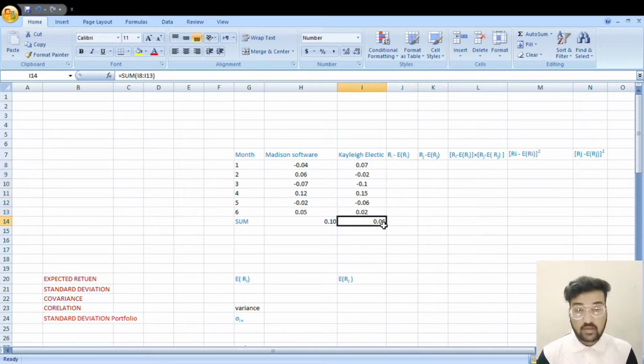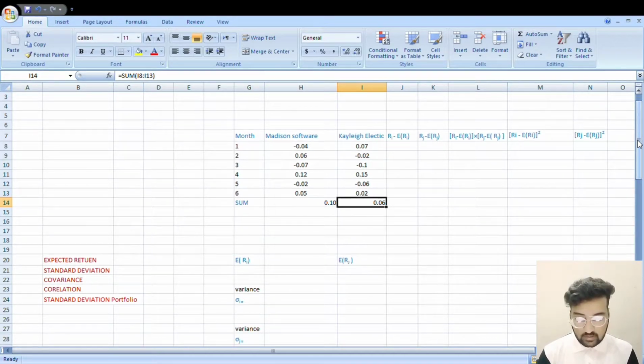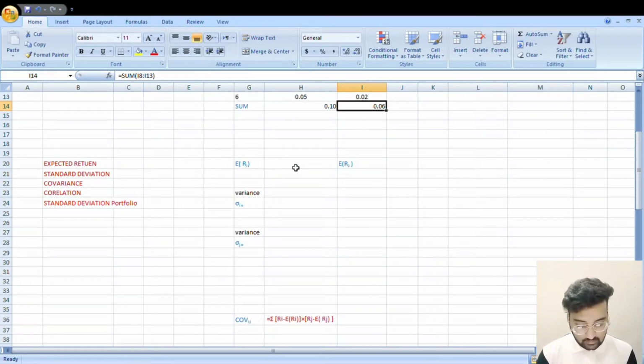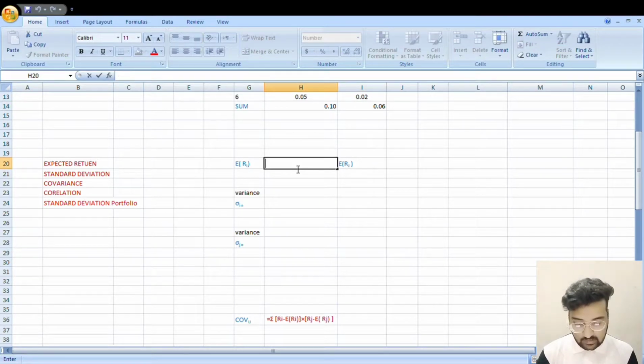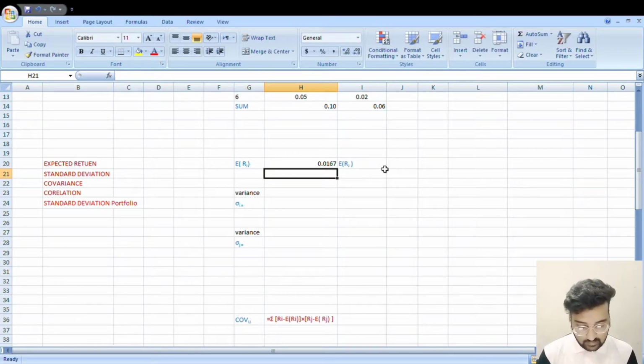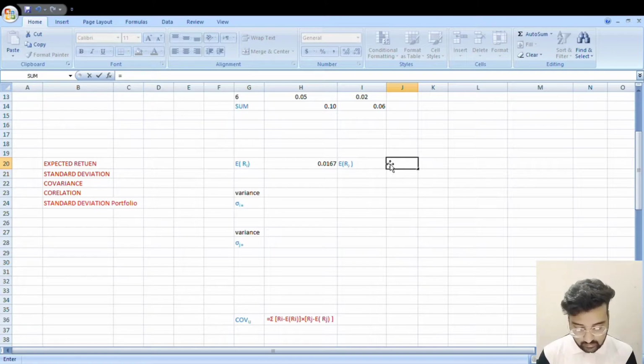Now we have to find the expected return of these companies. To find the expected return, we simply type equal sign, select the sum value and divide it by the total number of periods, which is 6, and press enter. We do the same step for the second company: equal sign, select the sum and divide it by the total number of periods, which is 6, press enter.